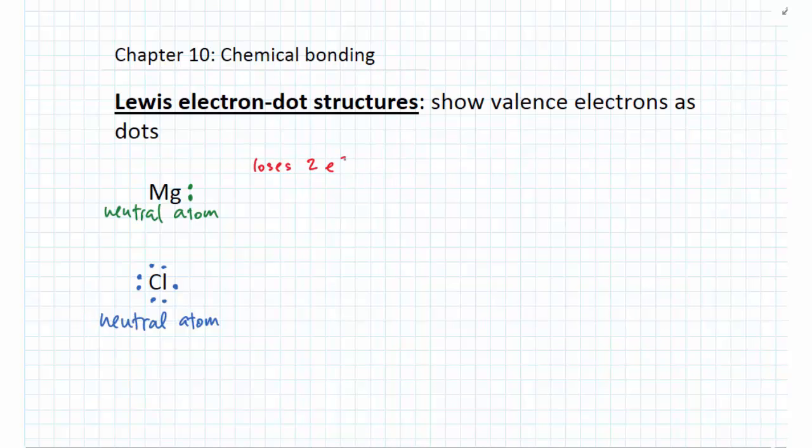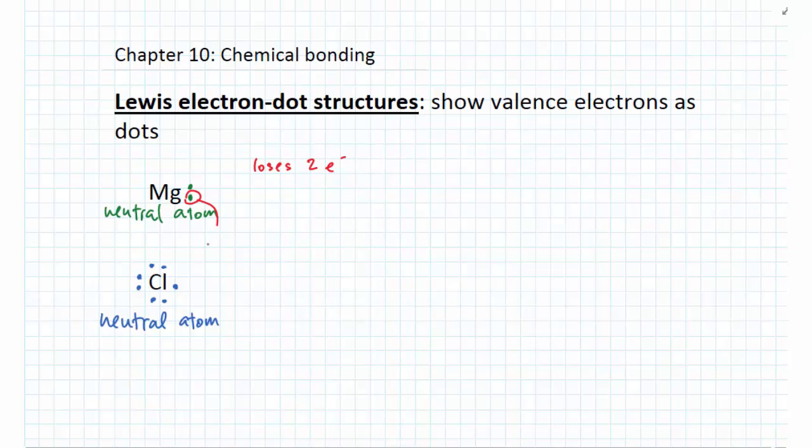So we would really like to lose those 2 electrons. What would chlorine like to do? Gain how many? 1. What is the sort of magic stable number of valence electrons? 8. Okay. Chlorine has 7. It would like 8, so it's 1 short of a full shell of valence electrons. Okay. So these are going to help each other out.